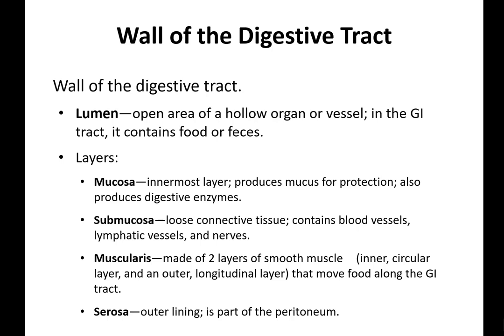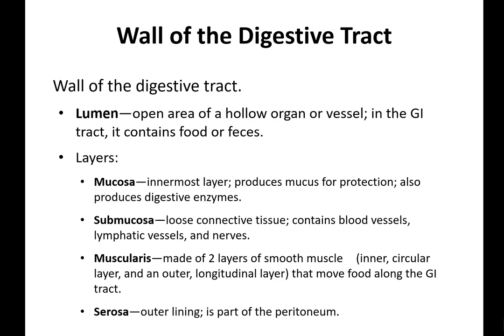Walls of the digestive tract. The gastrointestinal tract begins with the mouth and ends with the anus. The lumen is an open area or cavity in the GI tract that is the central space for containing food to be digested. The wall of the GI tract has 4 layers.